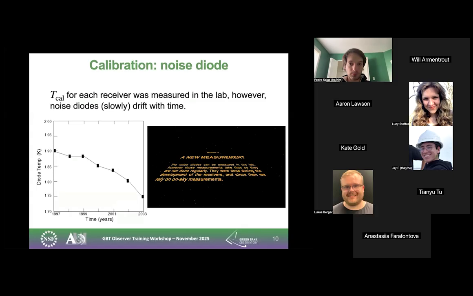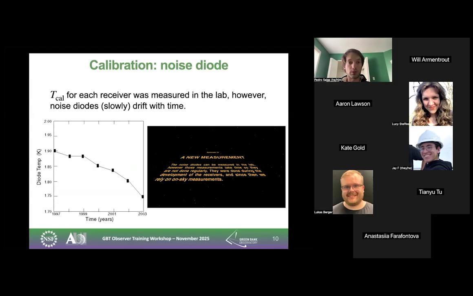And like I mentioned, we can measure this in the lab, right? But as with most things, they change with time. Here's an example on the left of the diode temperature of one of the receivers at Arecibo, the L-band receiver, and we can see that it changed by roughly 20%, I guess, over the course of 6 years or so. So it's important to remeasure these things often.